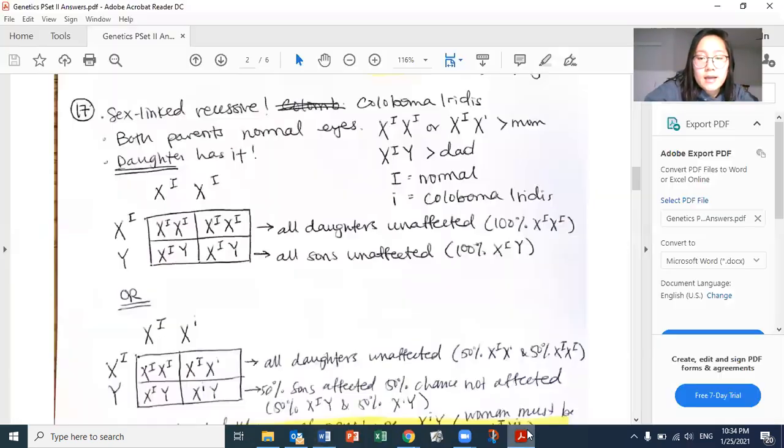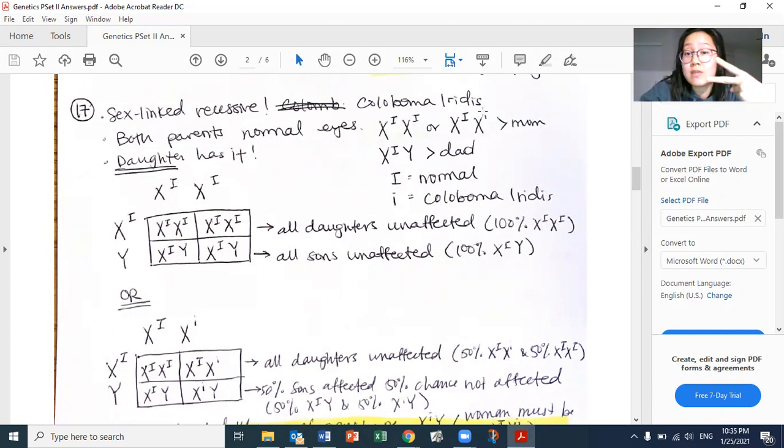So let's look at the facts that we were able to pull. We know that it's sex-linked recessive for coloboma iridis. Both parents have normal eyes, right? That means the mom either has to have X capital I X capital I, or she could be a carrier and be X capital I and X lowercase i, right? We're not really sure. Okay, we know that the daughter has it though, which means the mom must at least be X capital I, X lowercase i, because she had to give one allele to a daughter who has two X's, right?